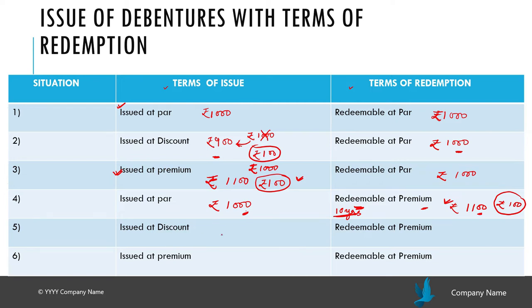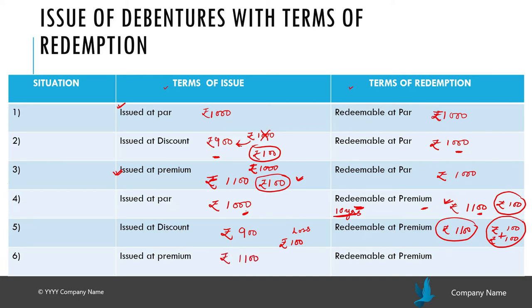The fifth condition can be that the company issues debenture at 900, that means at a loss of rupees 100. This is the discount which the company allowed, but it's going to be redeemed at premium. So here what we are noticing, the company is going to redeem the debenture at a premium of rupees 100 but it was issued at a loss of rupees 100. So the total loss which the company will suffer will be rupees 200. 100 plus 100, 200.